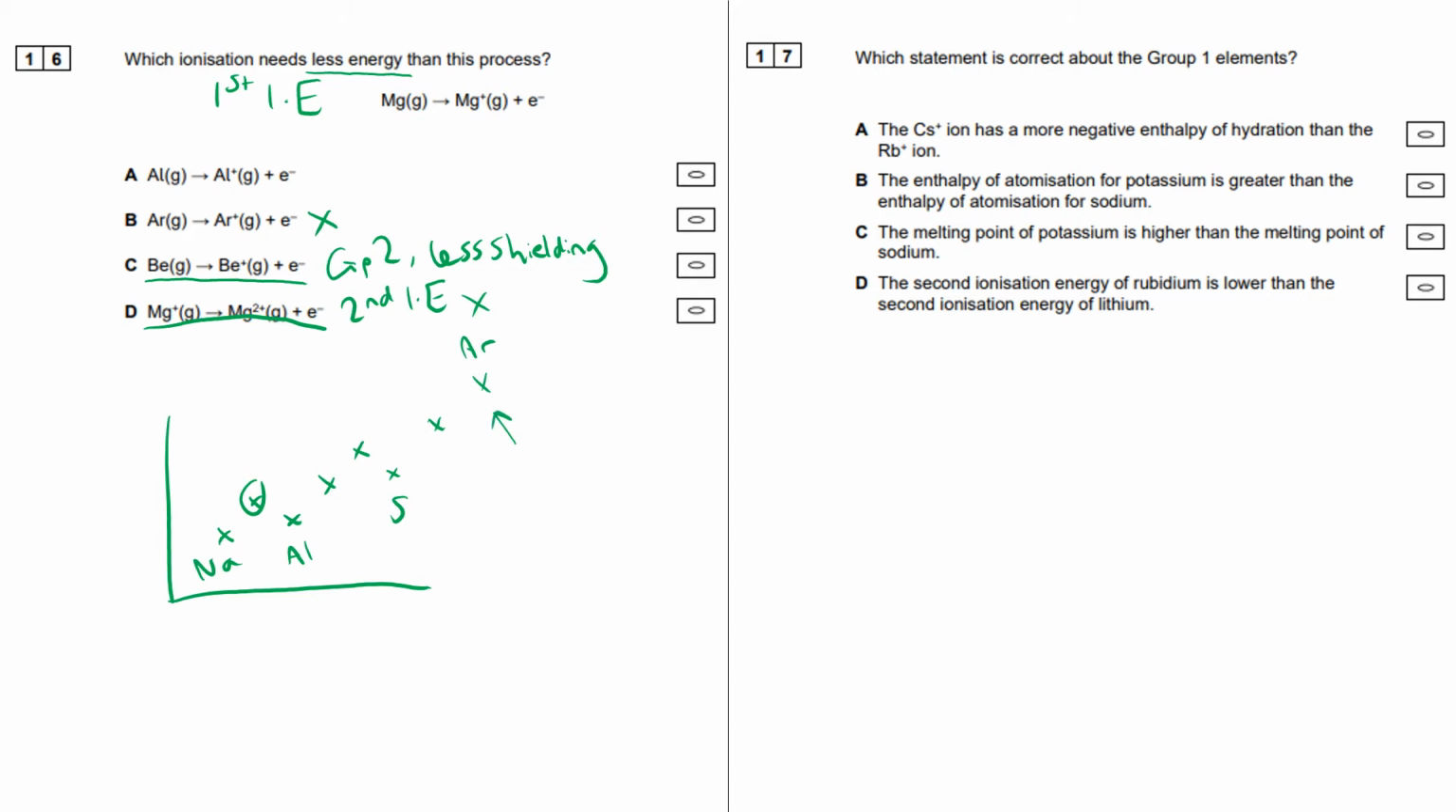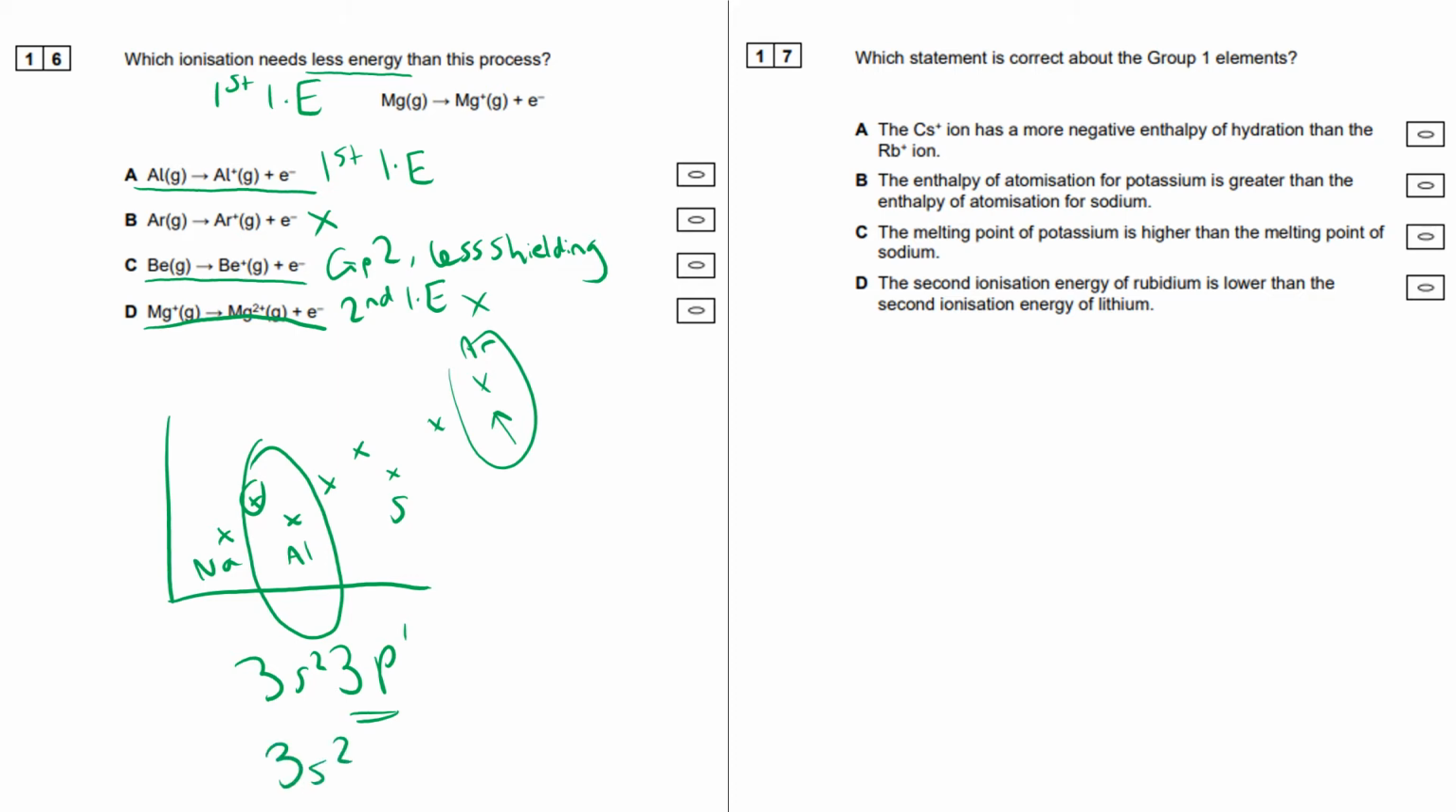First ionisation energies generally increase across a period, so it's not going to be argon because that's got the highest in period 3. So aluminium's first ionisation energy is lower than the first ionisation energy of magnesium, which we can see here, and that's because its outer electron is in the 3p orbital, which is higher in energy or further from the nucleus than magnesium's outer electron, which is in the 3s orbital. So aluminium has a lower first ionisation energy than magnesium.